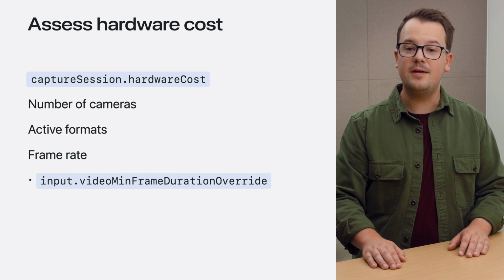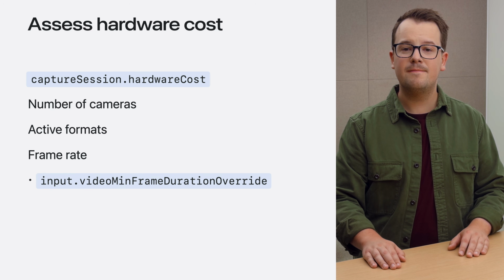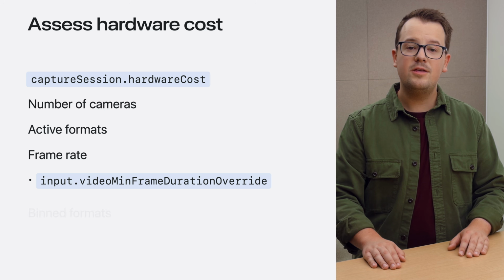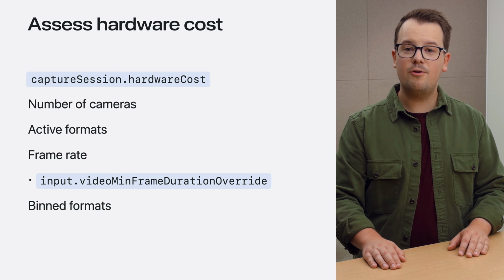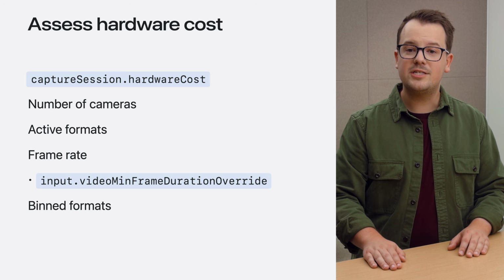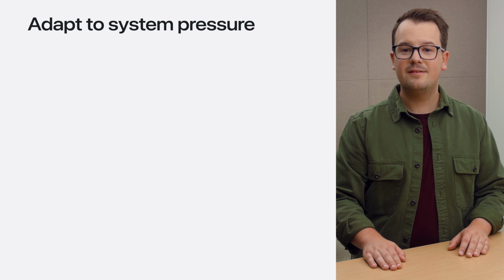Hardware cost assumes the format's max frame rate. So if you're running at a lower frame rate, like 30 frames per second instead of 60 frames per second, use the frame rate override property to reduce the cost. And lastly, the use of binned formats. Binned formats use less hardware bandwidth since these formats group pixels.